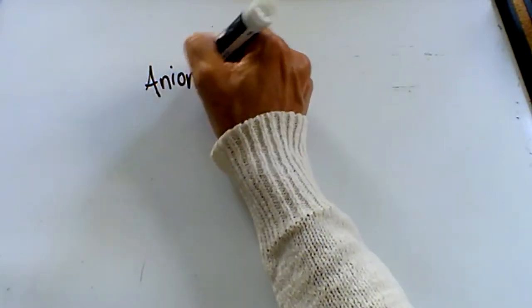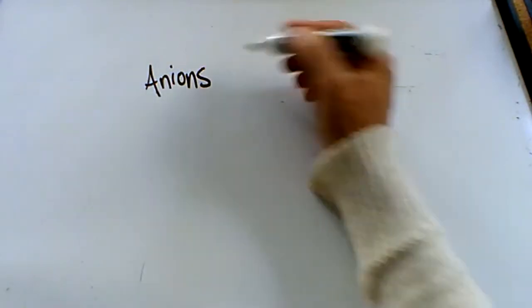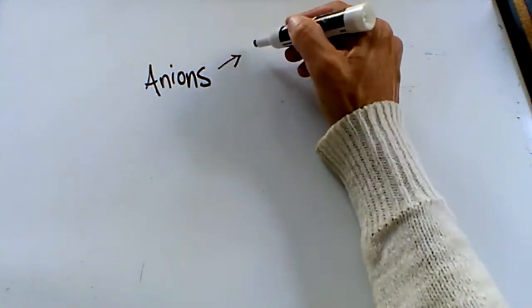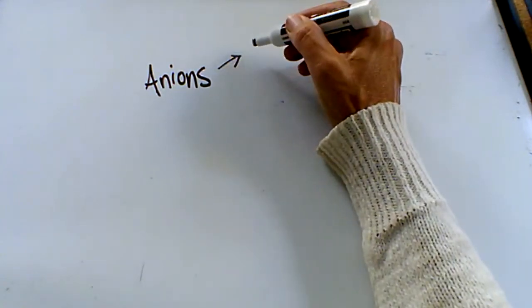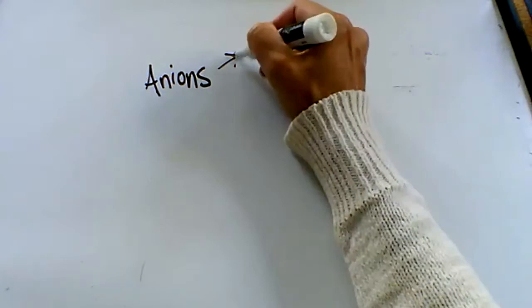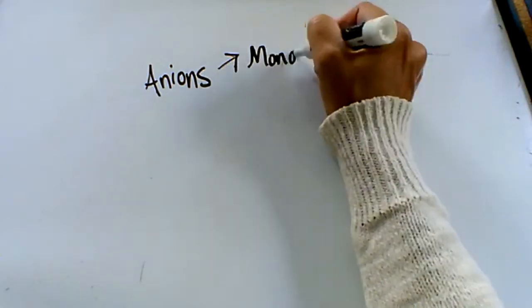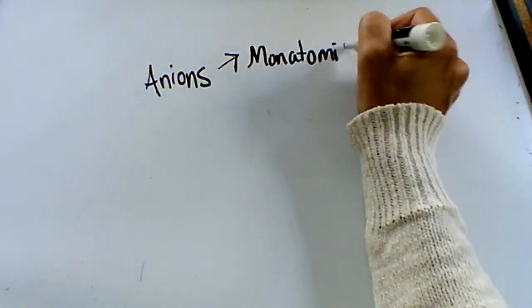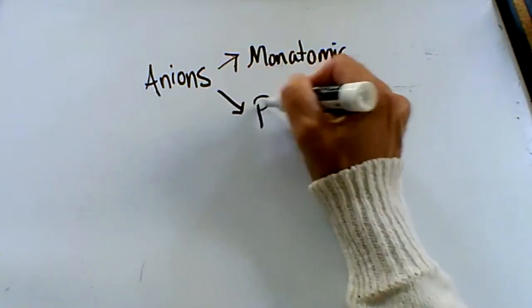Now, if we finish this, let's look at our anions. They can be monatomic or they can be polyatomic.